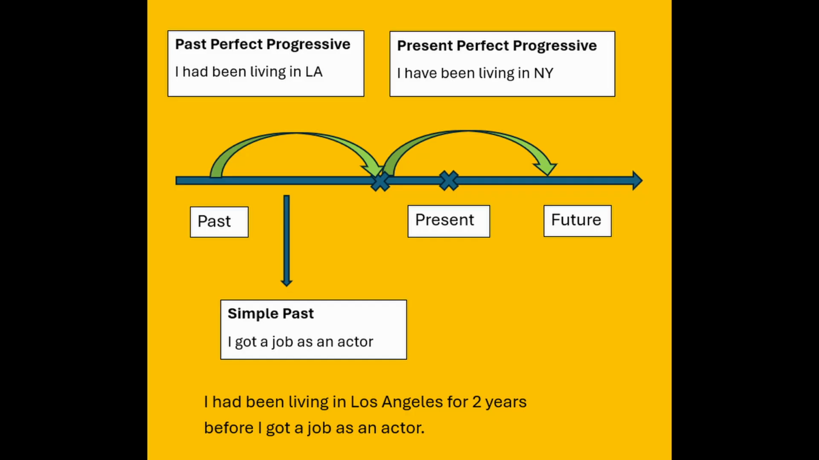If you want to emphasize that this action was happening over a long time, you want to use for or since, it's appropriate to use the past perfect progressive tense. I had been living. I had been driving. I had been talking. I'm emphasizing that that was a long action, it was ongoing, and it was not complete at the time that the second action occurred.